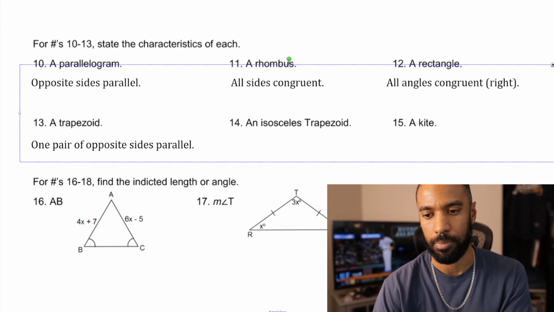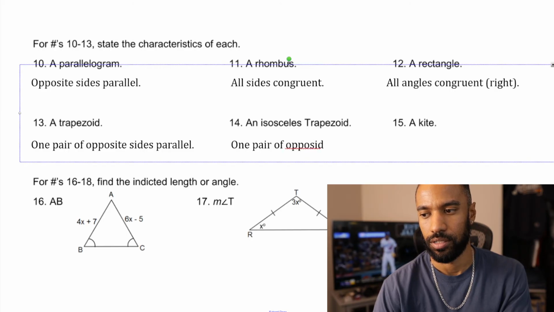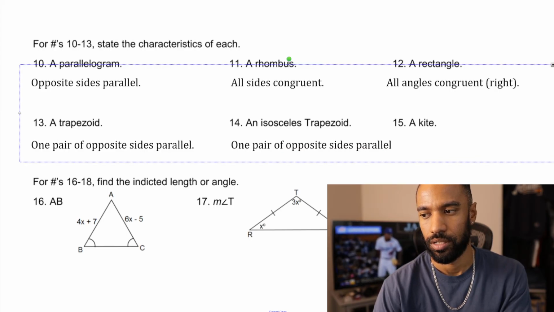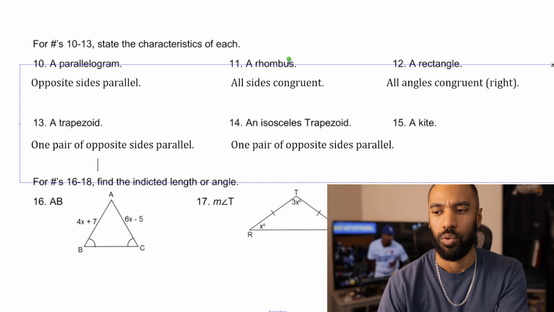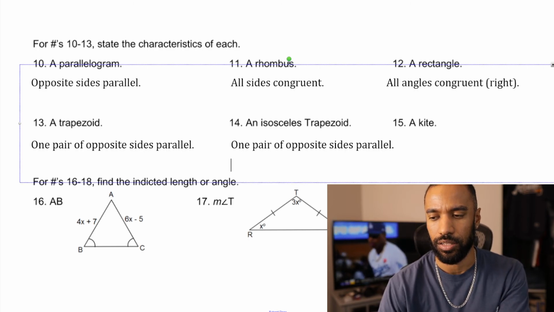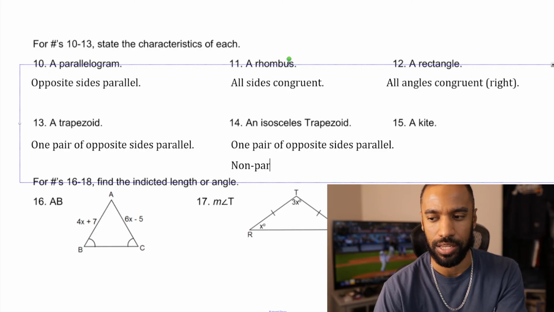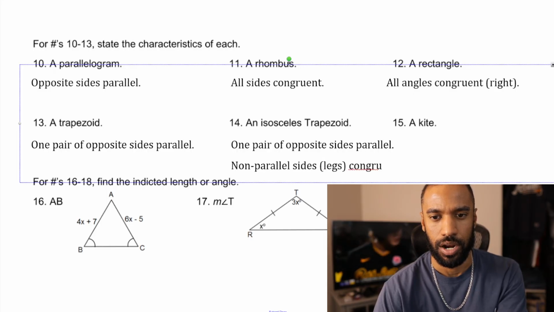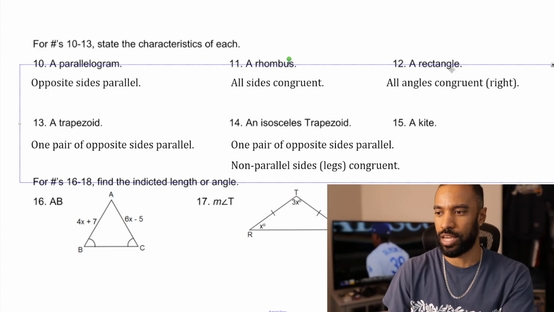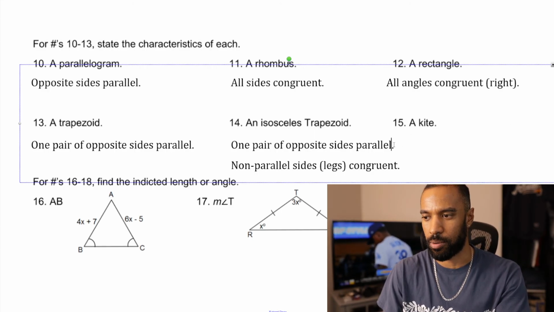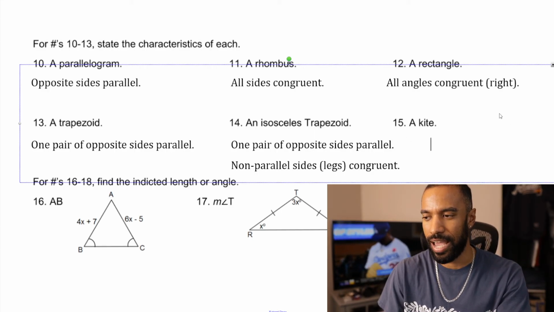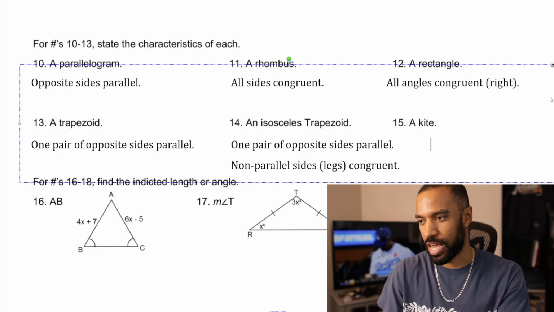An isosceles trapezoid. One pair of opposite sides parallel, and then the non-parallel sides are congruent. They're also known as the legs. The legs are congruent. There are other things true about the isosceles trapezoid, but we're not talking about properties. A kite, I don't have enough room to type all this.